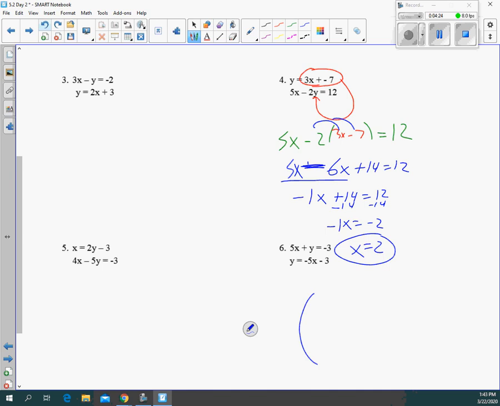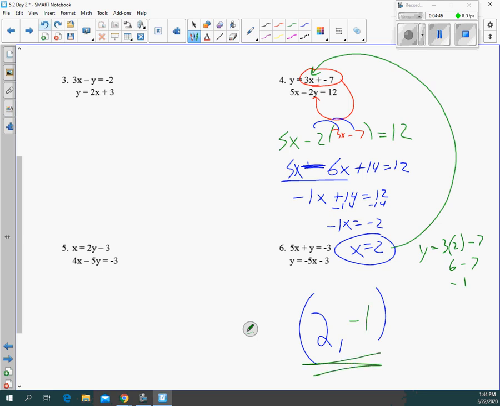That's half my answer. How do I find the other half? Well, I go back and plug that into what I circled up at the top. So that's going to be y equals 3 times 2 minus 7, which is 6 minus 7, which is negative 1. That's my answer. Okay? Got that?